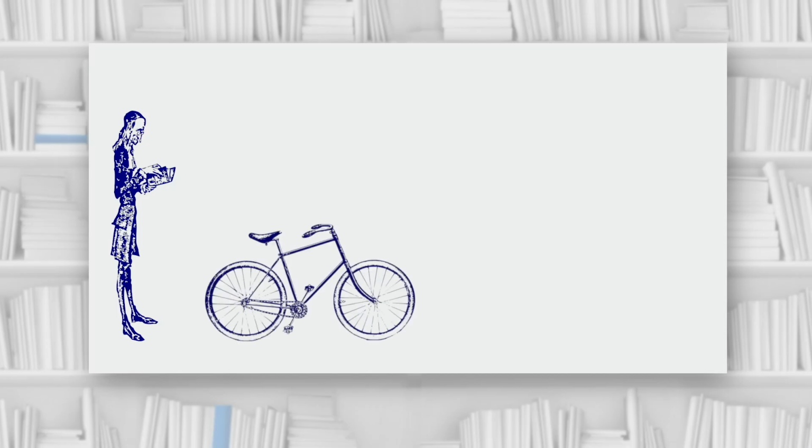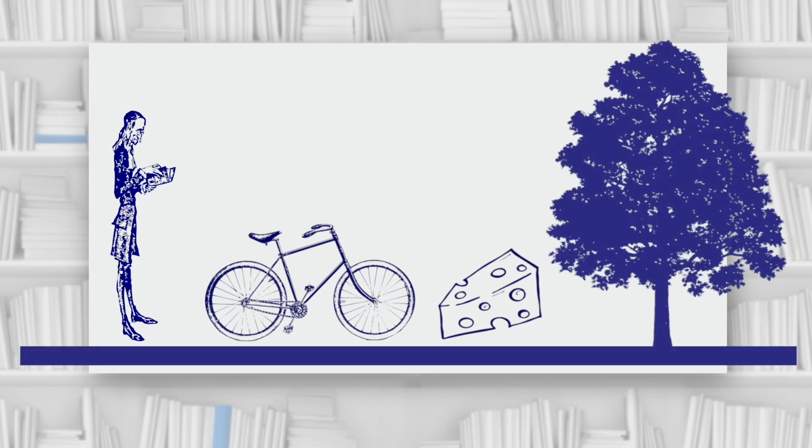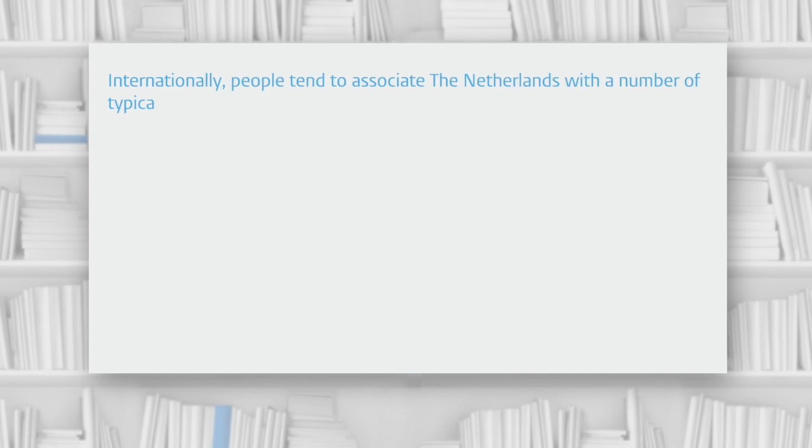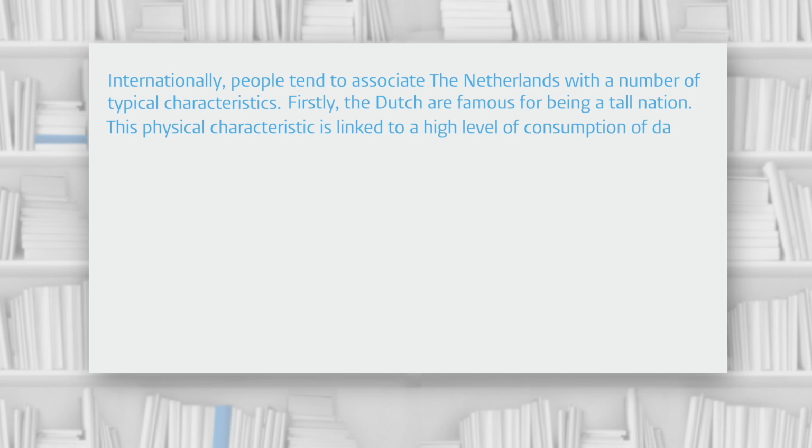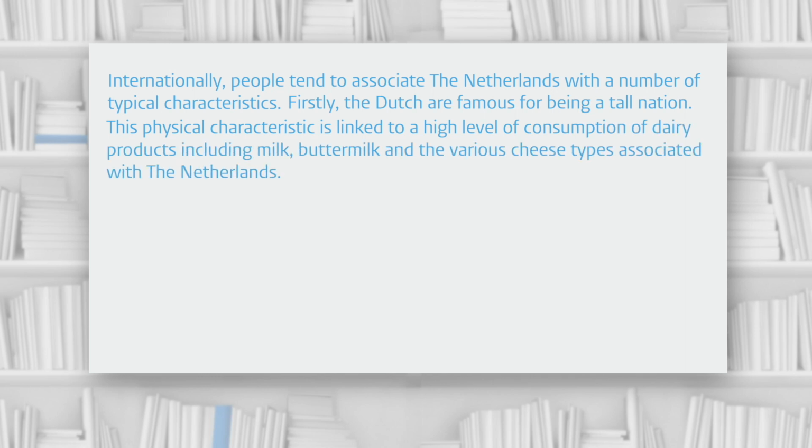Let me ask you a question. What do you think of as being typically Dutch or typical of the Netherlands? I usually think of tall people, bikes, cheese, and flat countryside. So a couple of my ideas might look like this. Internationally, people tend to associate the Netherlands with a number of typical characteristics. Firstly, the Dutch are famous for being a tall nation. This physical characteristic has been linked to a high level of consumption of dairy products.